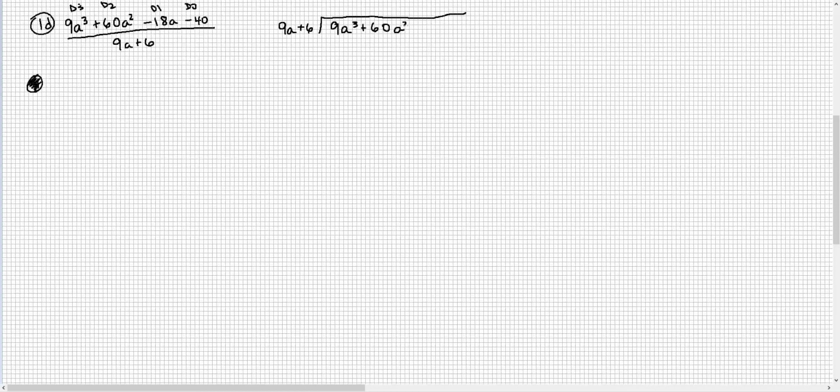But with this one, you write everything. That's why it's called long division. All right, and now you focus on the first terms. How many times does 9a go into 9a cubed? So a quick way of doing this is to just divide. And this is a squared. Right, so it goes in a squared times, and then you multiply the a squared by the divisor, by the 9a plus 6. You get 9a cubed plus 6a squared.